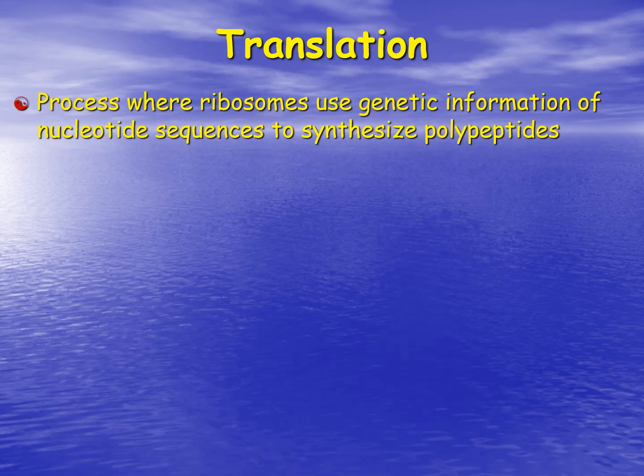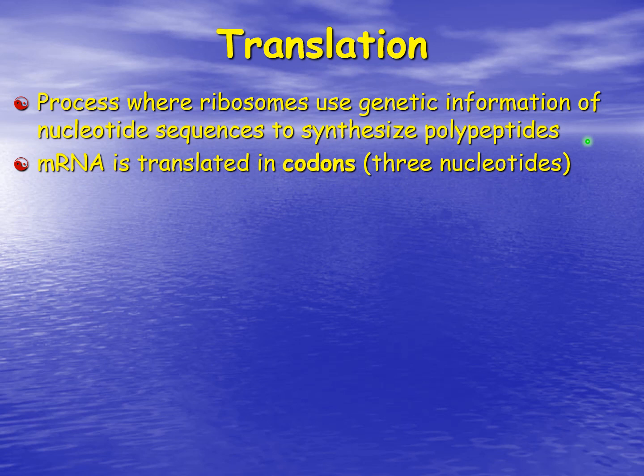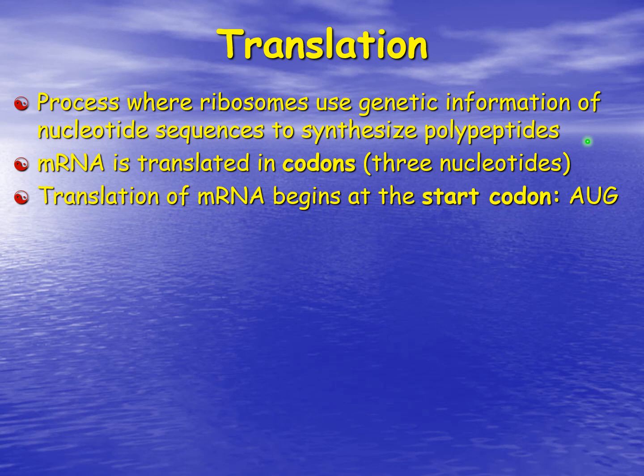So translation is the process where ribosomes will use the genetic information that was found in the DNA in order to form the polypeptides of the proteins. Messenger RNA will be translated in a 3-nitrogenous base series known as a codon. Each codon will code for a single amino acid. Translation of the messenger RNA by the ribosome begins at the first start codon, which is the 3-nitrogenous base sequence AUG.